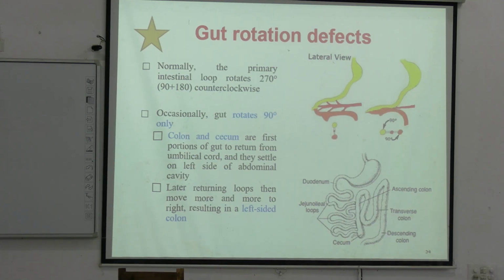The large gut, cecum, ascending colon, and transverse colon return first, and the rule is followed: whoever returns first goes to the left side. So this colon settles to the left side of the individual. The cecum goes to the left side, the appendix goes to the left side and settles there. The jejunum and ileum go to the right side. If an individual is born with this kind of problem, we call it left-sided colon.